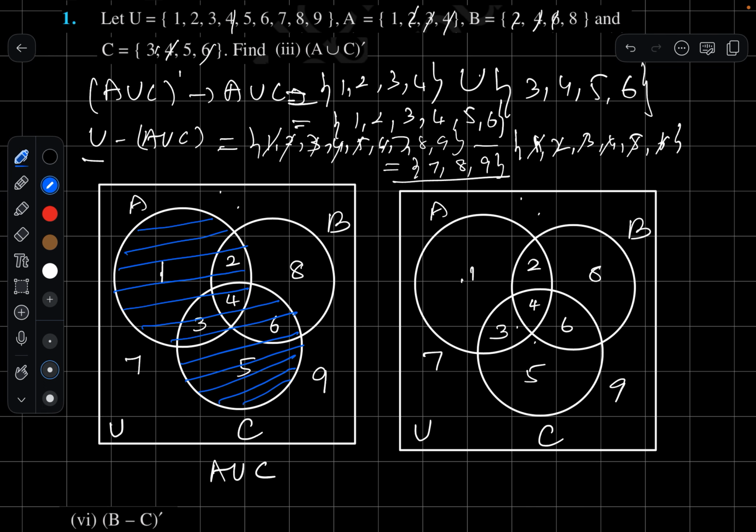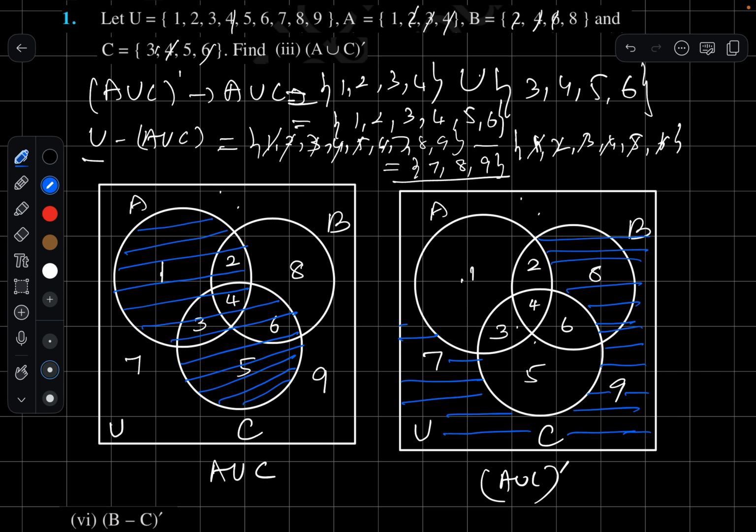Good. Now (A union C) the whole dash. What are the elements? 7 8 and 9. So these two circles you leave, and then you shade the remaining parts along with the universal set, because 7 and 9 lie in the universal set. You leave the two circles A and C. This is going to be your complement.